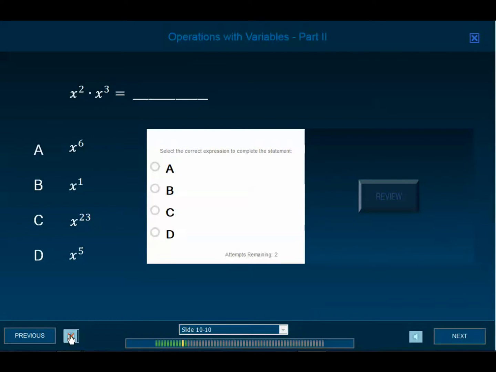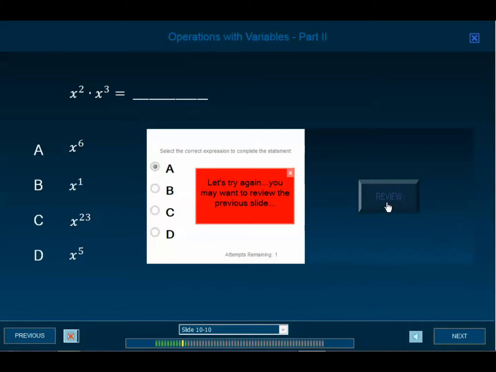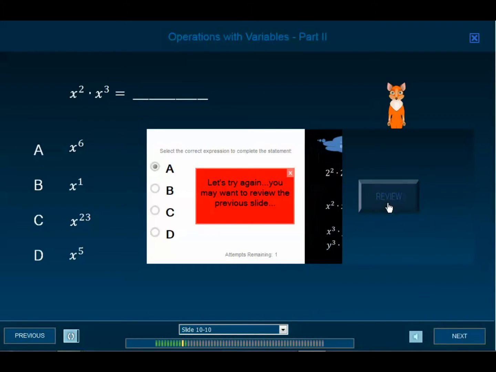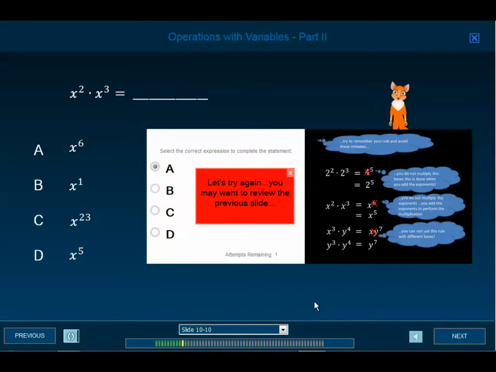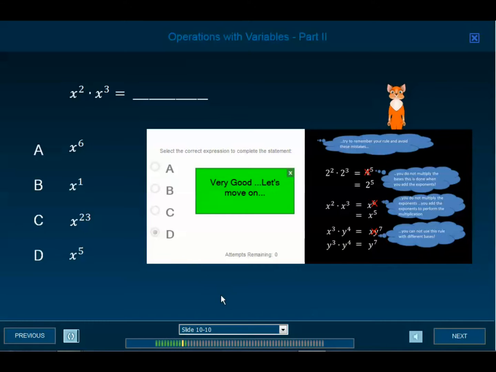X to the second power times x to the third power is equal to what? Remember, you add the exponents. You don't multiply them. You did it right. X to the second times x to the third is equal to x to the 5th.